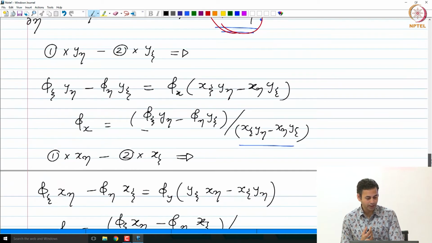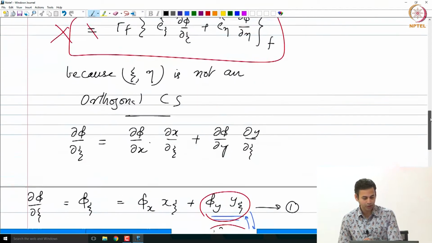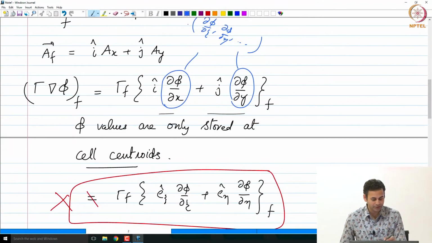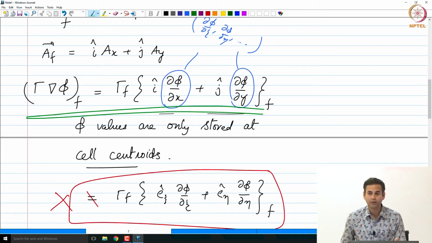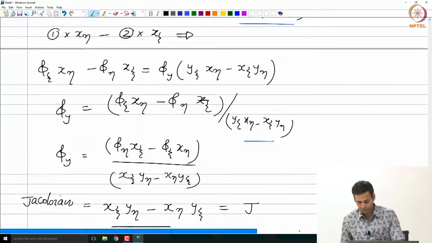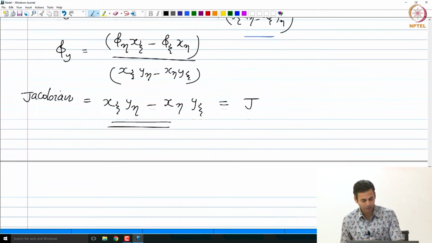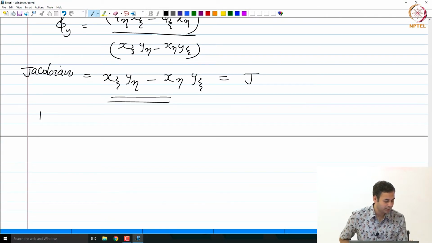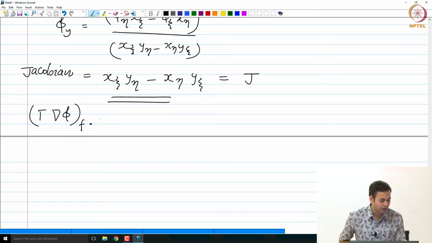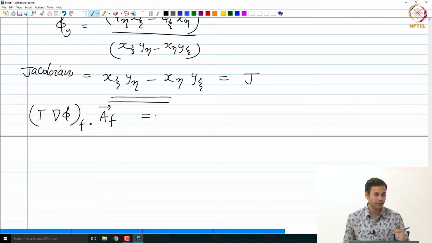Now I can go back and substitute these into the gamma grad phi. This is the original expression we wanted to evaluate. So I'm going to substitute in this gamma grad phi dot A_f, that's what we want to evaluate. I would need your help to tell me what the expression would be. So we want to calculate gamma grad phi at f dot A_f bar. A_f bar is i hat Ax plus j hat Ay, okay. So how much would this be?